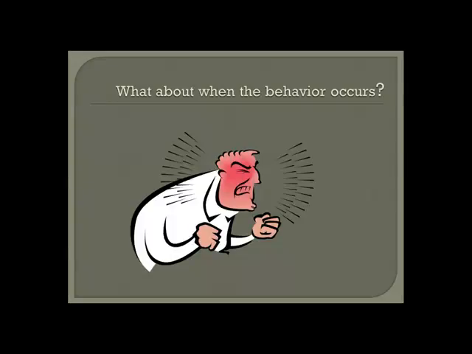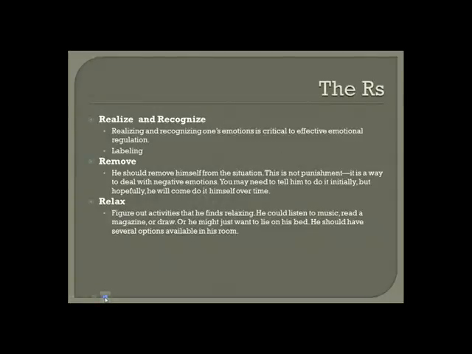Quickly, so what do we do when that behavior occurs? We're trying really hard to address all those antecedents first, and now let's talk for a few minutes about what we do once the behavior does occur. So these are the R's, and I'm not going to read all of them, but realizing and recognizing is really important. We talked about it a little bit before.